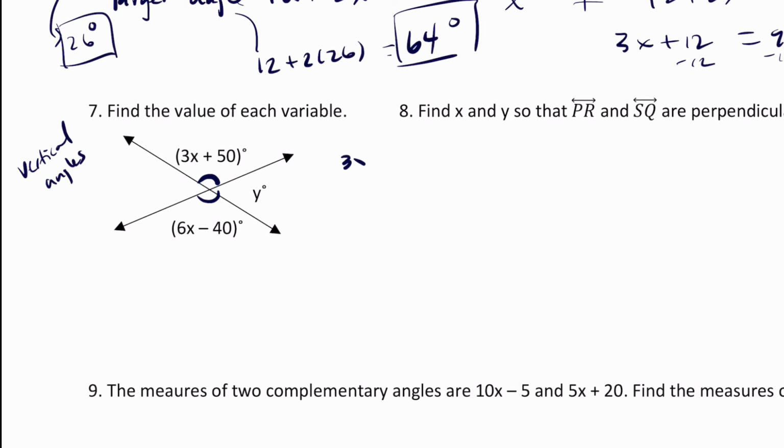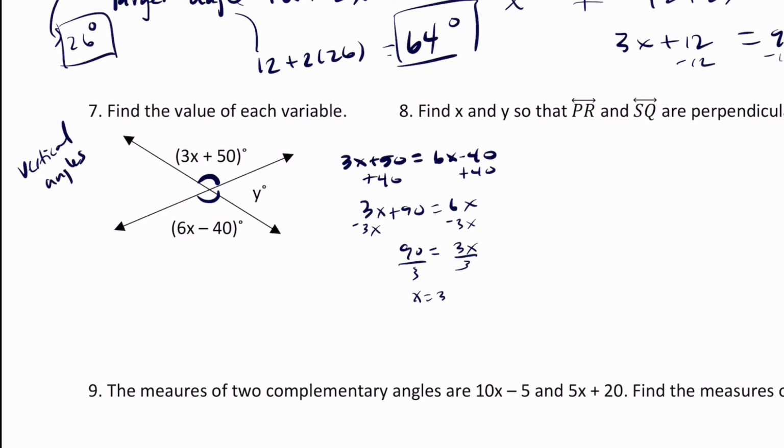So I can do 3x plus 50, which is equal to 6x minus 40. And then I can go ahead and start solving. So I add 40 on both sides. I have 3x plus 90 is equal to 6x. Subtract both sides by 3x. I get 90 equals 3x. If I divide both sides by 3, I get x is equal to 30, right? So x is equal to 30.